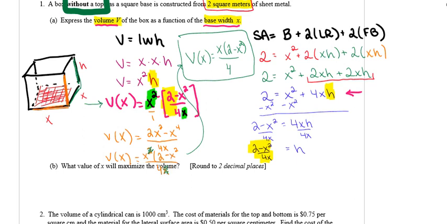All right, part B says what value of x is going to maximize this volume? So what side length is going to give us the greatest volume for the box? So I'm seeing maximize in that problem, and I'm thinking max on the computer, or max in the calculator. So I'm going to take that function y equals x times 2 minus x squared over 4, and I'm going to dump that into my calculator.